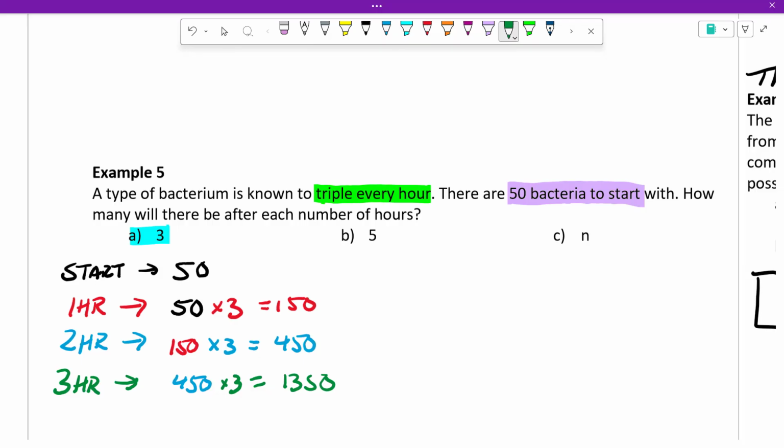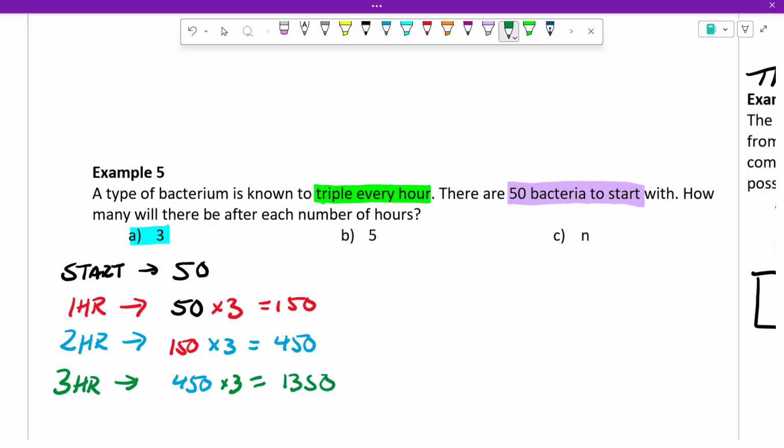And you can do this with all the questions. You can do this brute force method. You can calculate all the numbers. Not too bad. But there is a problem with this method. Instead of after 3 hours, I could say after 10 hours or after 20 hours, how many bacteria there is. Then doing this method becomes very inefficient and probably leads to mistakes when tripling. So we need to be able to figure out a formula.